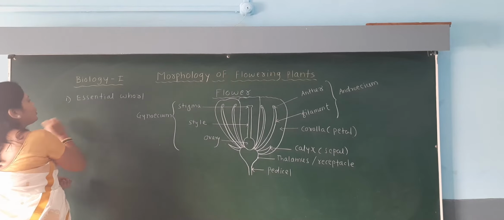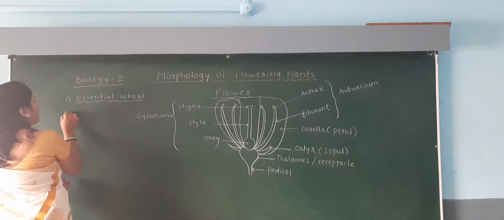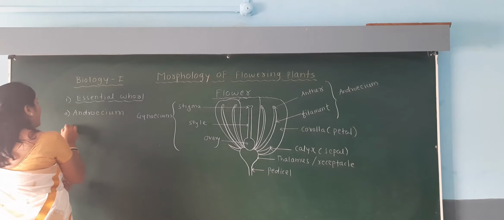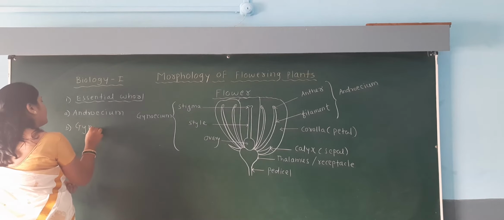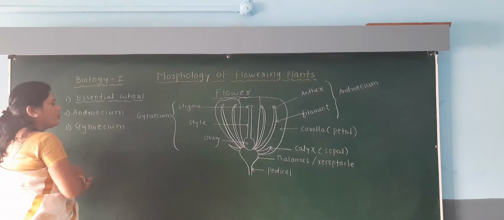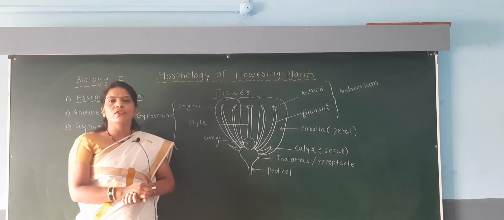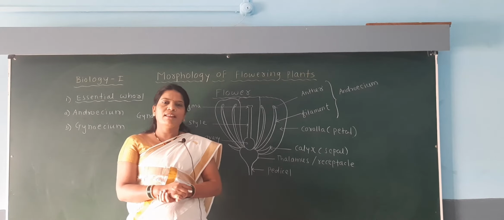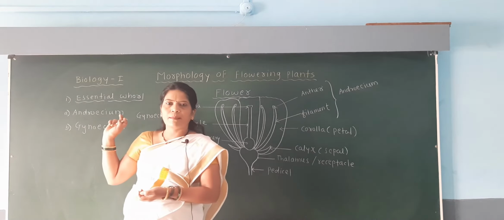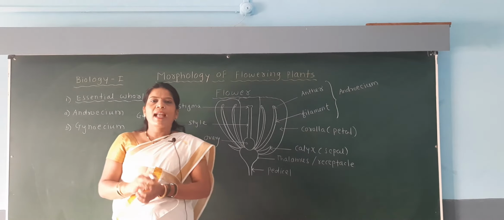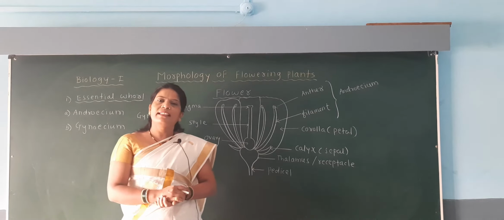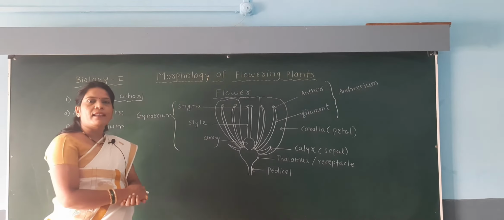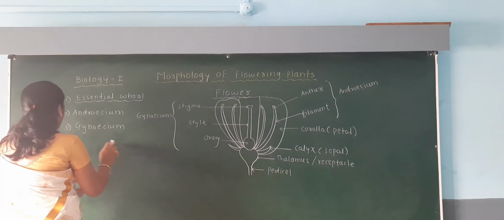The essential whorl of the flower is of two types. One is called Androecium and another one is called Gynoecium. Okay, so this Androecium and the Gynoecium are the essential parts of the flower because they are directly involved in the sexual reproduction, because Androecium is the male part and Gynoecium is the female part, and this male and female part has a direct role in the sexual reproduction, so they are called the essential part of the flower.